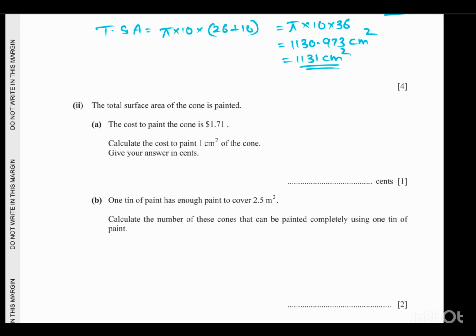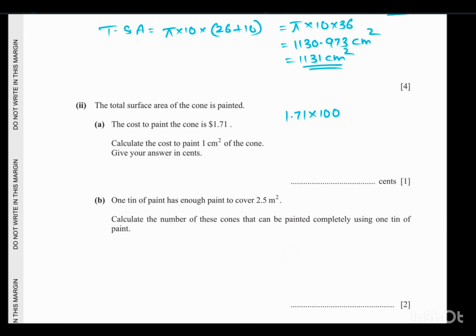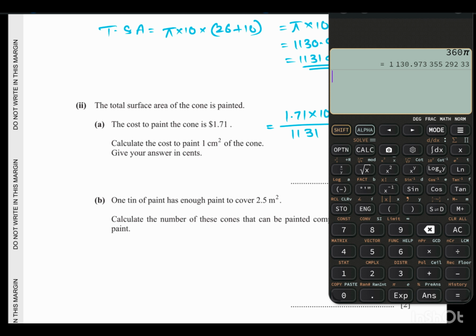So just divide the total cost 1.71 into 100. We need to find in cents, so multiply by 100. The dollars are multiplied by 100, we get the cents, and divide that whole thing into the whole total surface area. So just do that. 1.71 divided by into 100, that is divided by 1131.